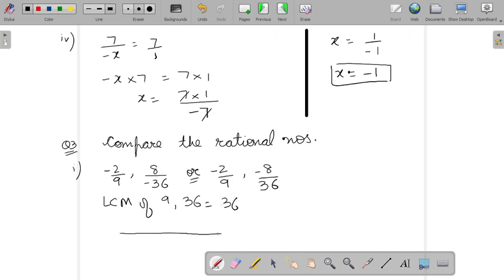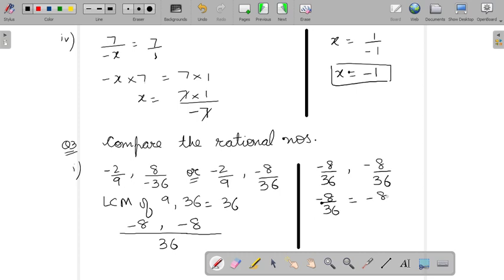Now you have to follow the same procedure: divide from below, multiply from above. So divide by 4 and multiply minus 2, divide by 1 and multiply minus 8. What should be the next step now? Write them separately. So minus 8 upon 36, and this is also minus 8 upon 36. What do you observe? Both of them are equal. So it is equal. Therefore minus 2 by 9 equals 8 upon minus 36.